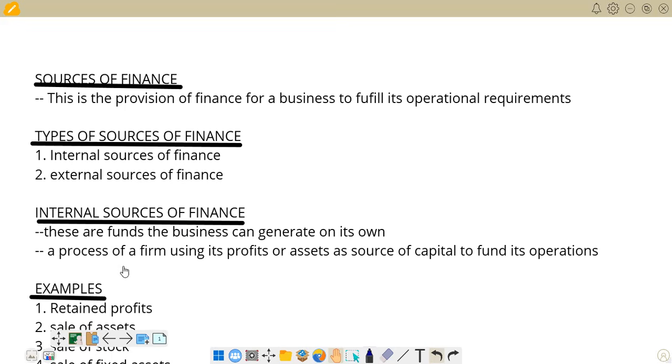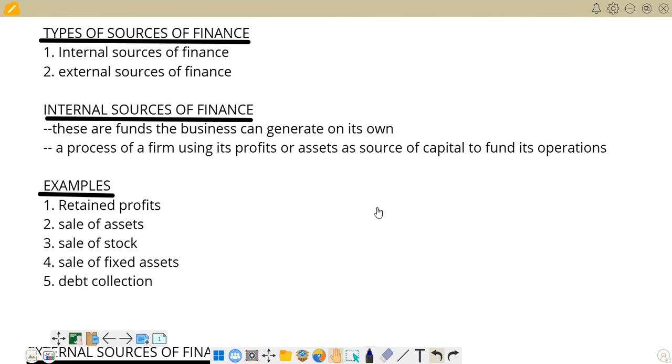Then we can move on to examples of internal sources of finance. Which options do we have when a business wants to generate its finance from within the business organization? The first example is retained profits. On retained profits, what we are saying is these are the profits made by the business after deducting mainly tax and dividends. After we've deducted income tax and dividends, the profit that remains can be reinvested in the operations of the business.